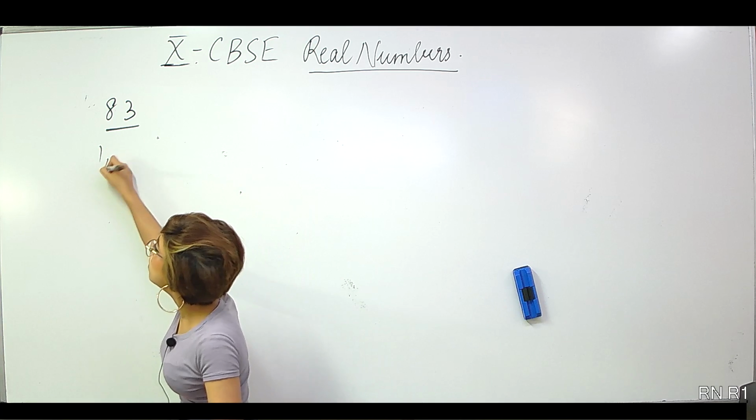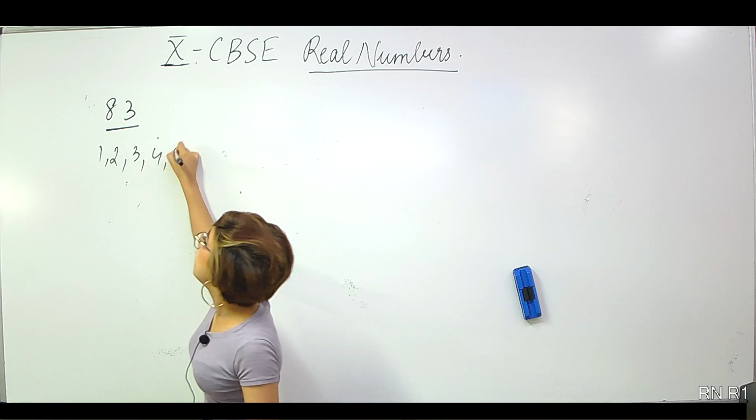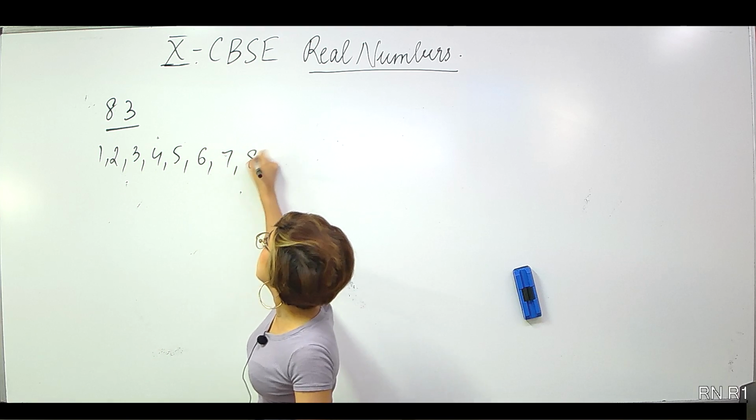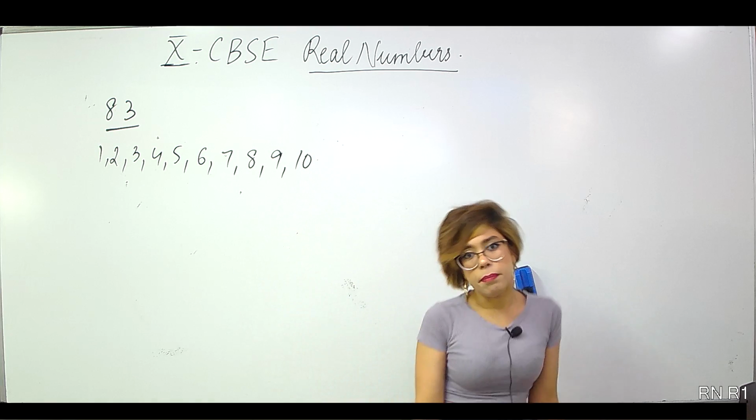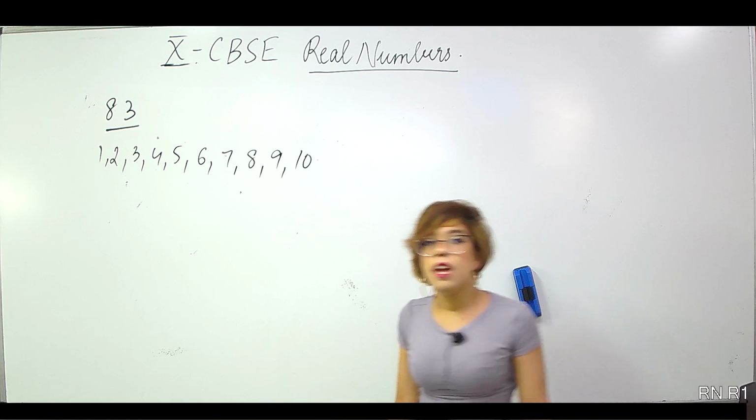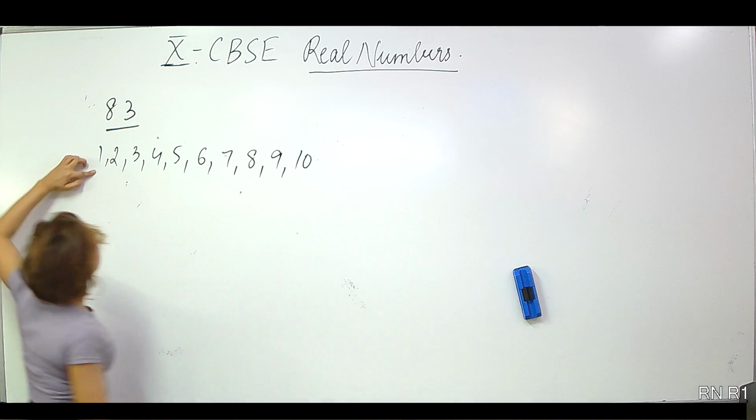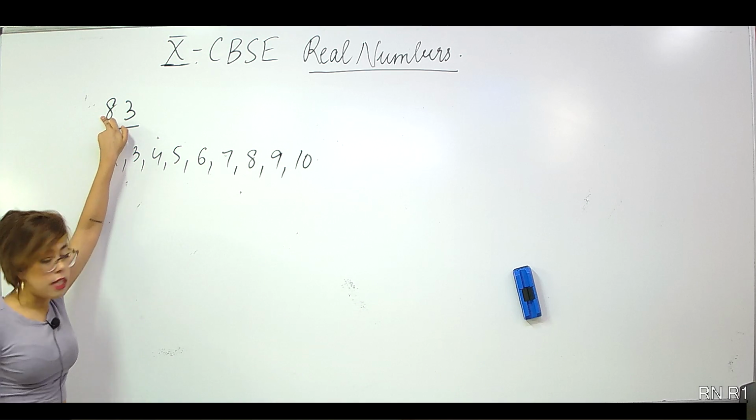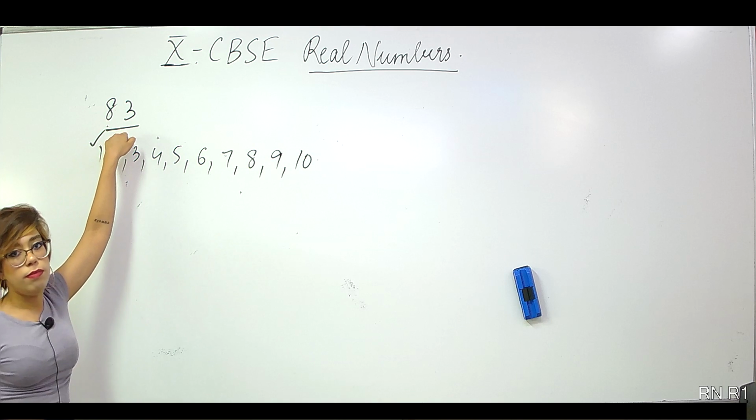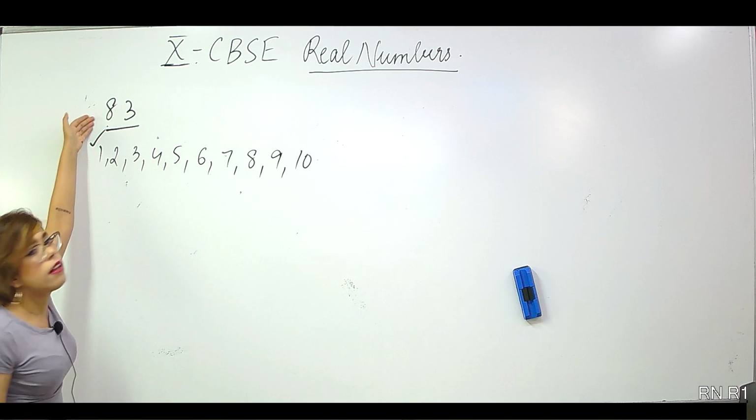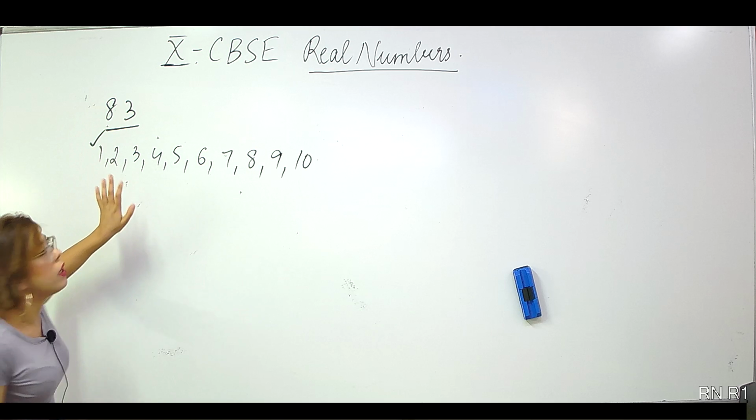So let me write 1, 2, 3, 4, 5, 6, 7, 8, 9 and 10. Okay, I won't write the further ones, my way. Right, now let's talk about 1. Do you think 1 is a factor of 83? Yes, of course. So we got one factor. Do you think 2 is a factor of 83? Of course not. This is not an even number. So its factor can't be 2.